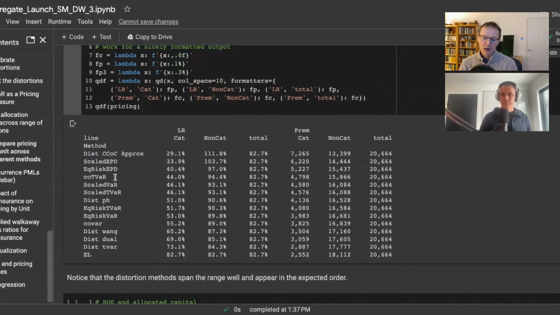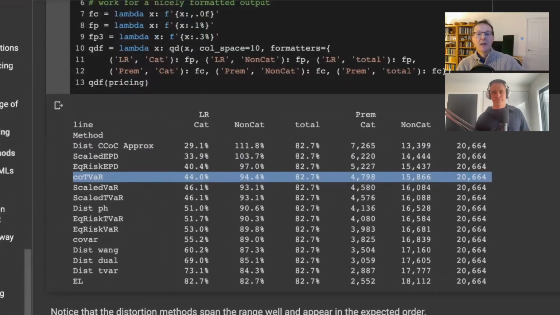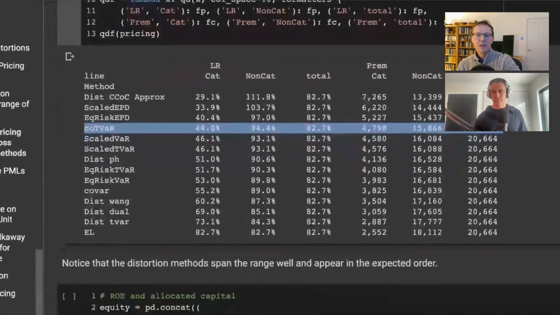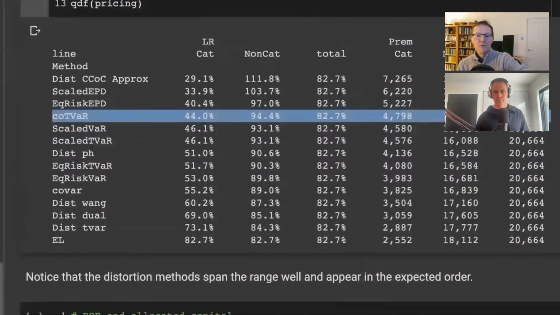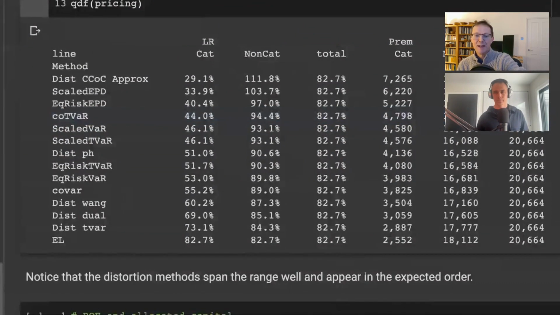Probably everybody knows about co-TVaR, where you allocate based on the tail events. So there's no surprise that co-TVaR is up there at the top. It's tail-centric. In fact, almost all the BS methods are tail-centric, compared to the Wang, which is our middle-of-the-road distortion, third from the bottom.